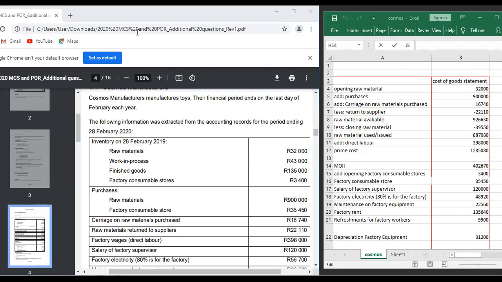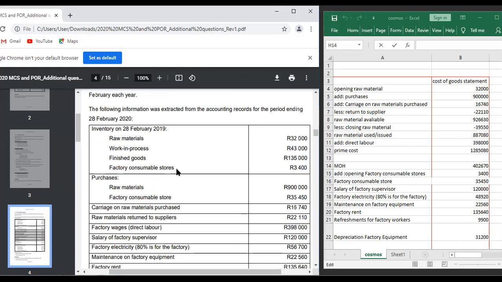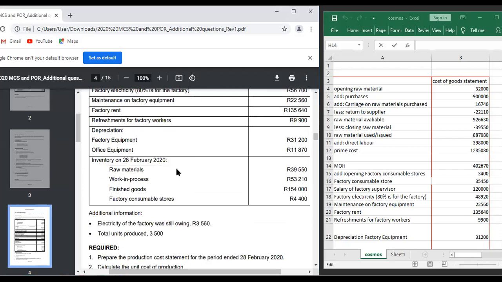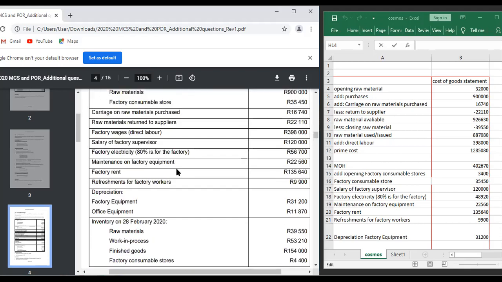Good day, everyone. In this tutorial, we'll be dealing with Cosmos manufacturers. Before we start with the question, I would like us to start with the required. The required says: prepare the production cost statement for the period ended 28 February 2020. Also calculate the unit costs of production. So back to the question now.